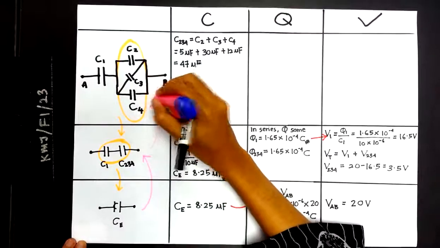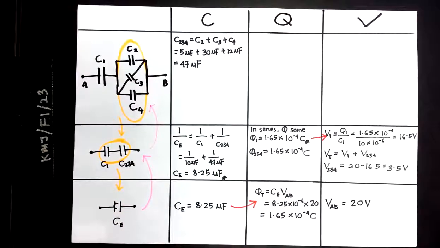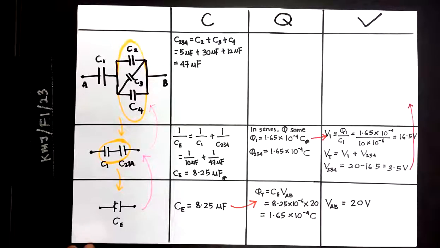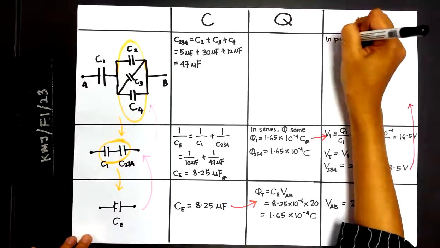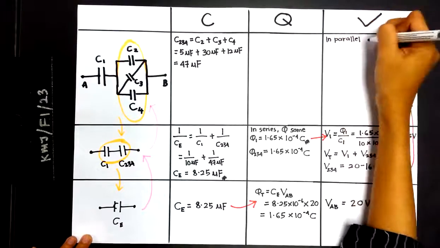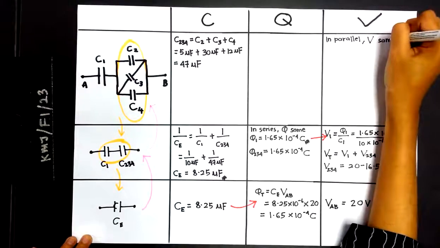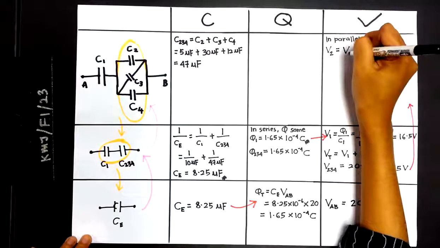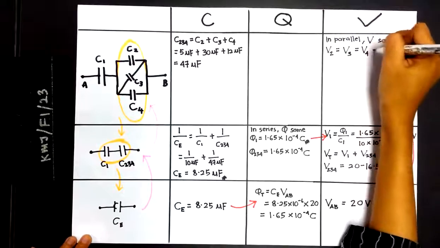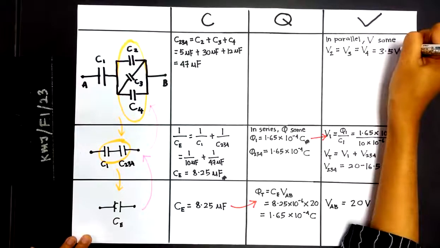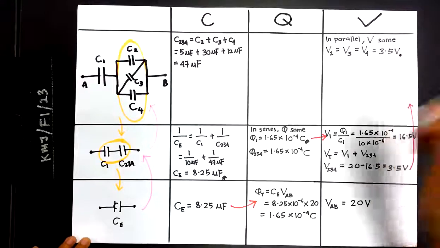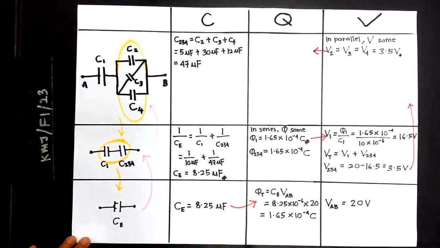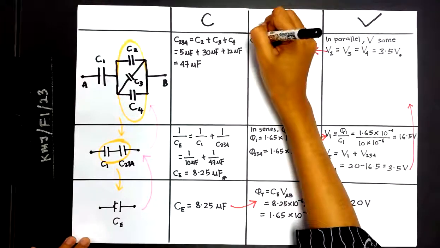Okay, so to calculate the voltage across each individual capacitor, we have to go one step backwards in our circuit. By using the value of V234 here, we know that for parallel combination, the voltage across each capacitor is the same. Therefore, we know the value for V2, V3 and V4 is equivalent to 3.5 volts. Next, by using the value of V2, V3 and V4, finally we can calculate the charge on each capacitor.